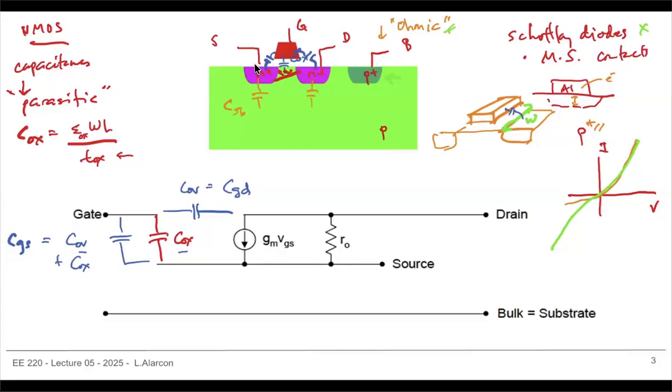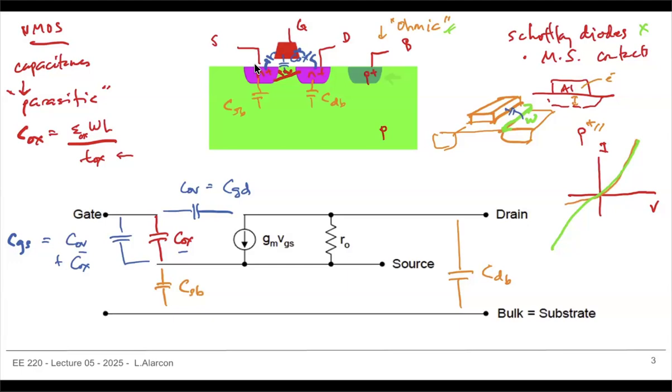And this capacitance is a capacitance from drain to bulk. That sort of looks like I have a capacitance from source to bulk and a capacitance from, excuse me, drain to bulk. Okay.